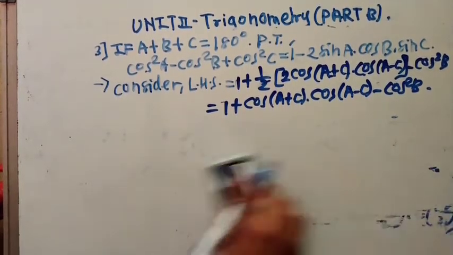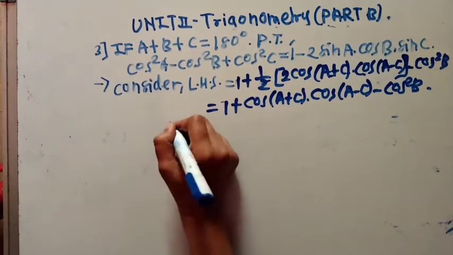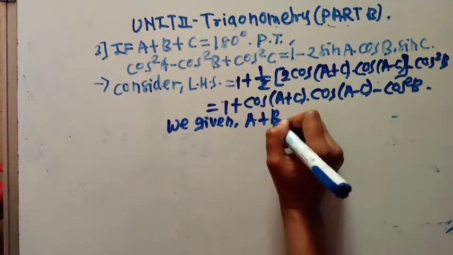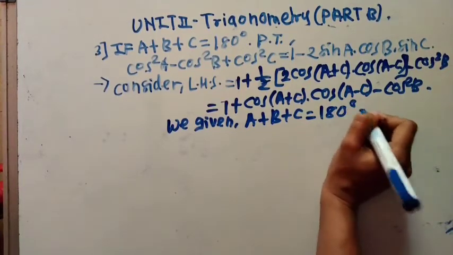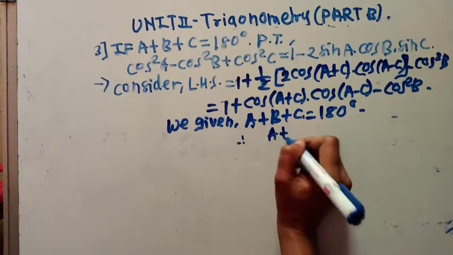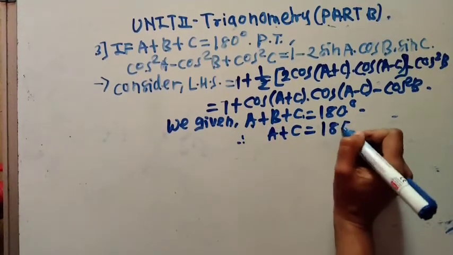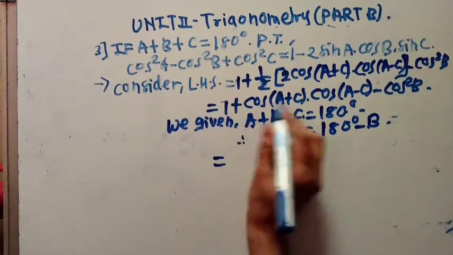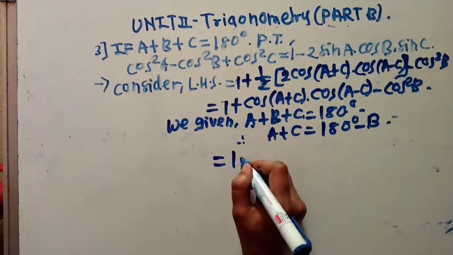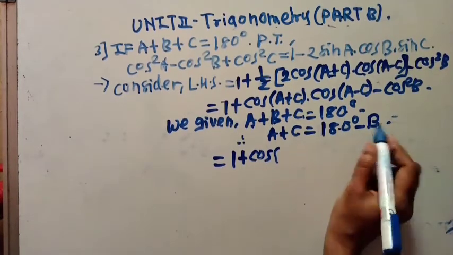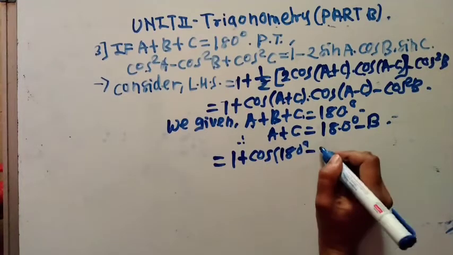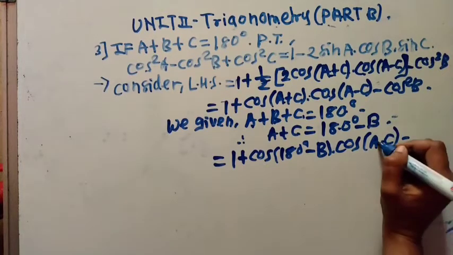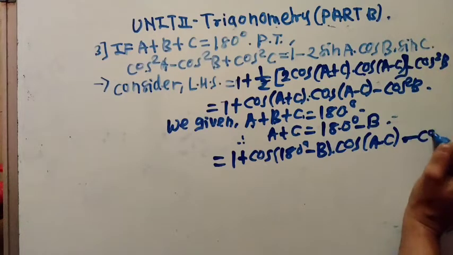But we are given that A plus B plus C is equal to 180 degree, then A plus C is equal to 180 degree minus B. So in this put this equation: 1 plus, A plus C means 180 minus B, into cos (A minus C), into minus cos square B.